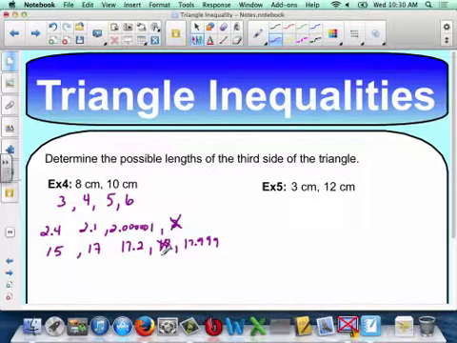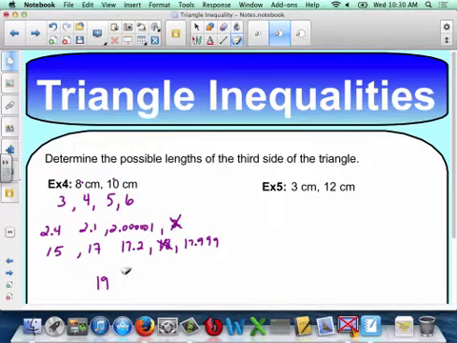2.1. What? Okay, let's say I had 19. So 19 was my third side. That would make 8 and 10 my two smaller sides. 8 plus 10 is 18, not greater than 19. Okay, so guys, what was my minimum value that I could not use?